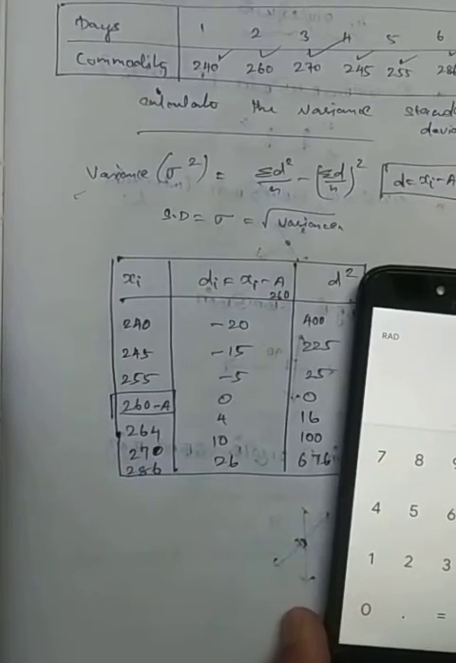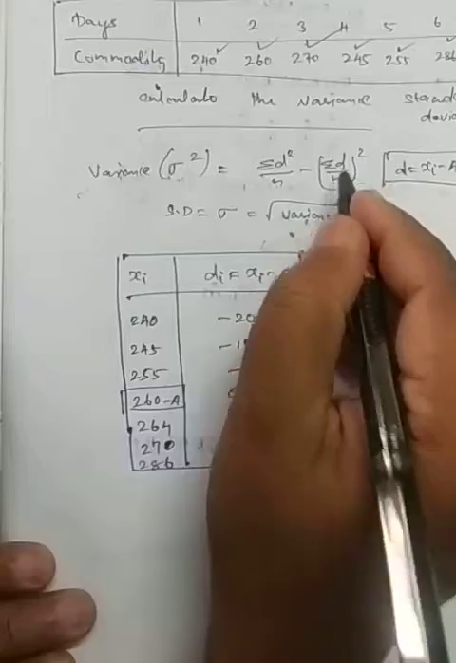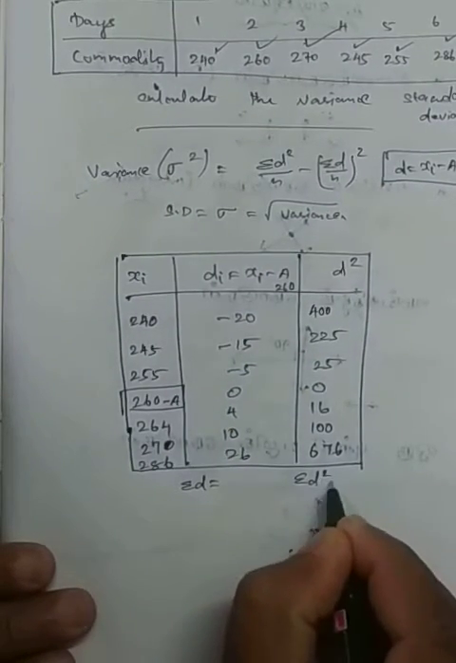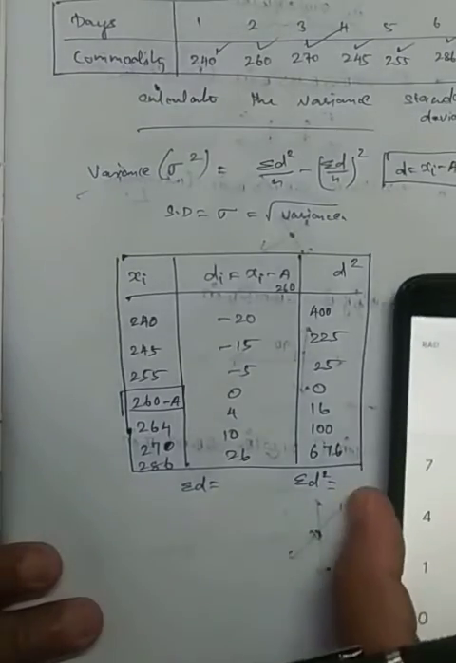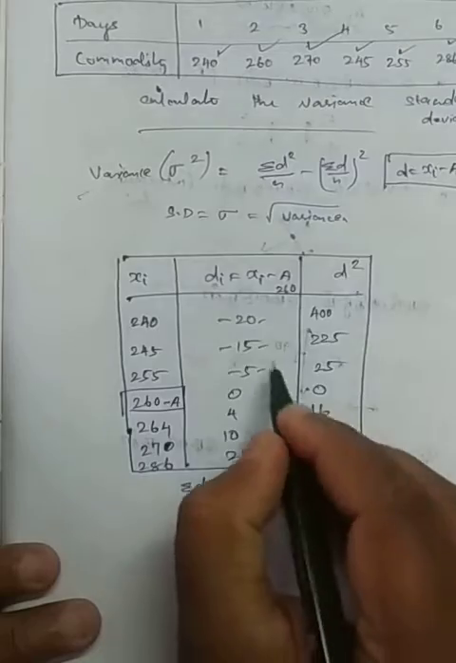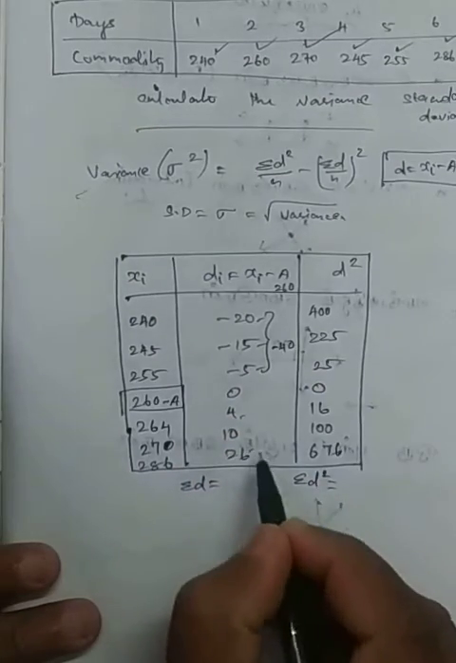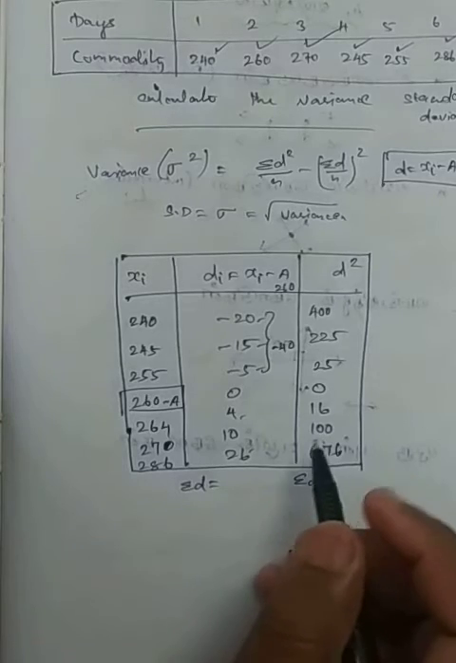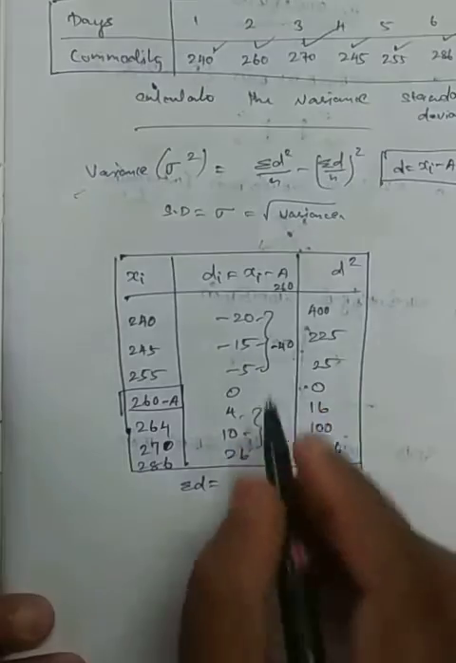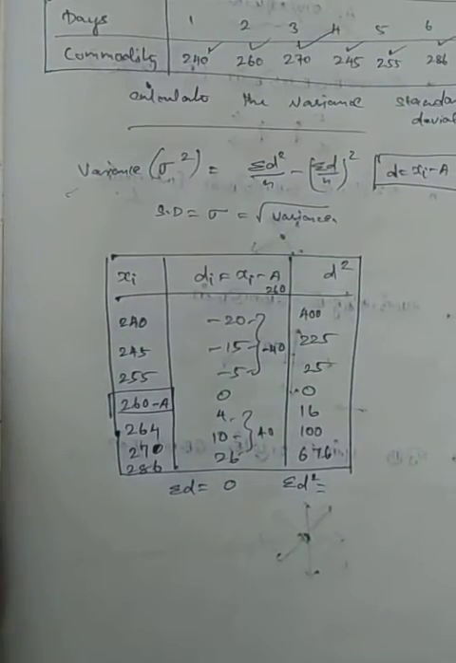Okay, so now we need to add the values of sigma d, because we need the sigma d value and the sigma d square value. So let me add this one. Orally we can see 20, 15, 35, 40. So totally minus 40 we are getting. Here 4 and 6, how much are we getting? 30 plus 10 is 40. If you add it now, what you are getting is 0. So sigma d is 0.